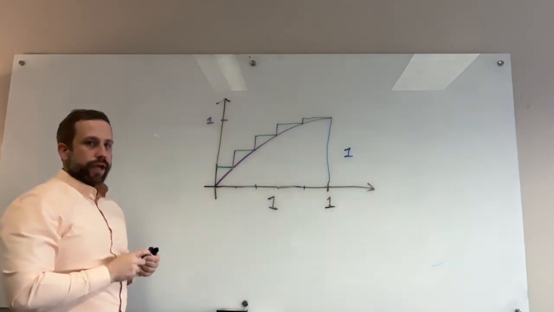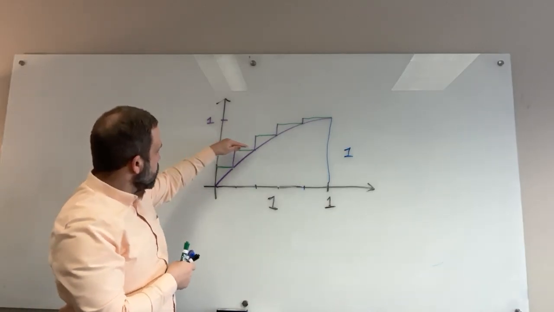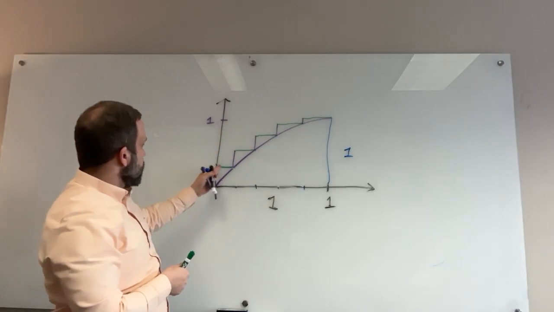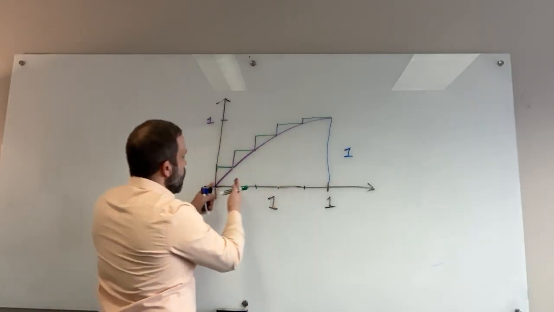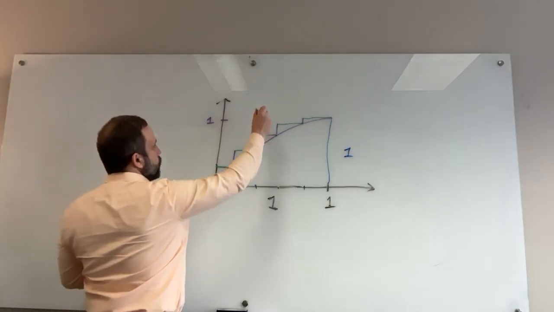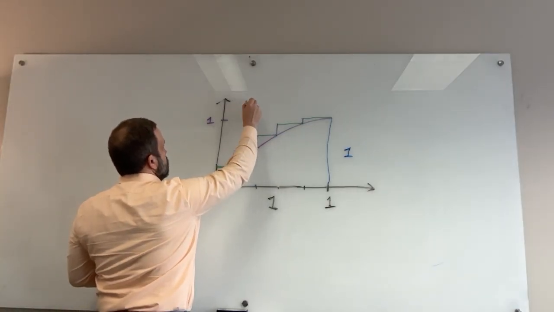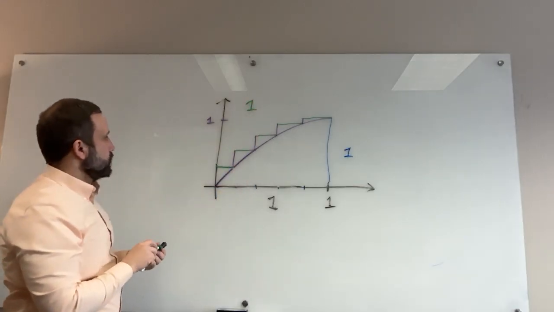Let's think about the green line segments. The green line segments are going to go from there to there to there to there to there. So notice they all add up to 1. They're just the bases but shifted up. So the green ones are also going to add up to 1. Now what about the purple ones?